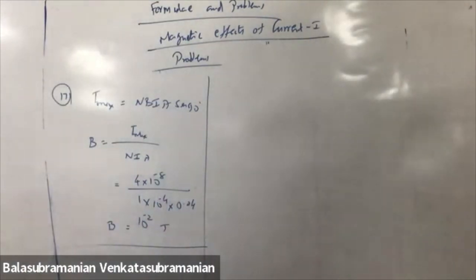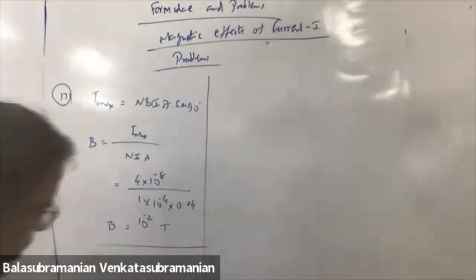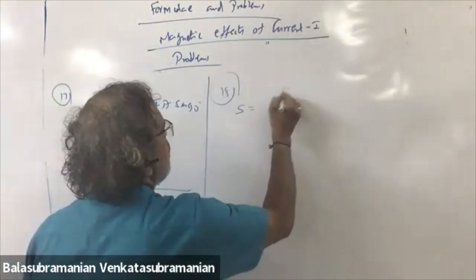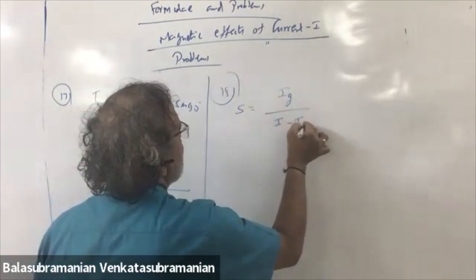18th problem, the last one. An ammeter of resistance 0.8 ohm can measure current up to 1 ampere. What must be the shunt resistance to enable the ammeter to measure current up to 5 ampere? Then what is the effective resistance or combined resistance of the ammeter and the shunt? Conversion of galvanometer to ammeter, basic formula: S is equal to Ig by I minus Ig into G.